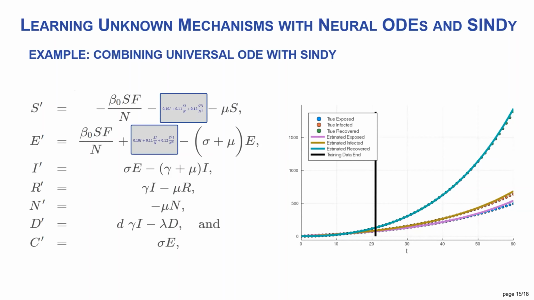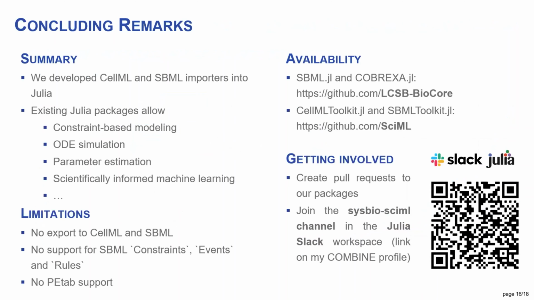Okay, so in a sense, just to wrap things up, all that we've really done is we've developed CellML and SBML importers into Julia, which give the systems biology community then access to packages for constraint-based modeling, ODE simulation, parameter estimation, scientific machine learning, and some others for plotting bifurcation diagrams, creating graphs of your system, etc.